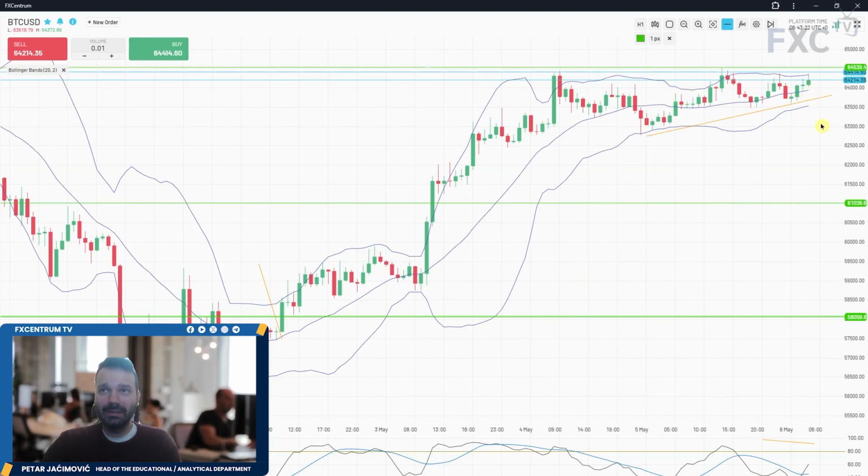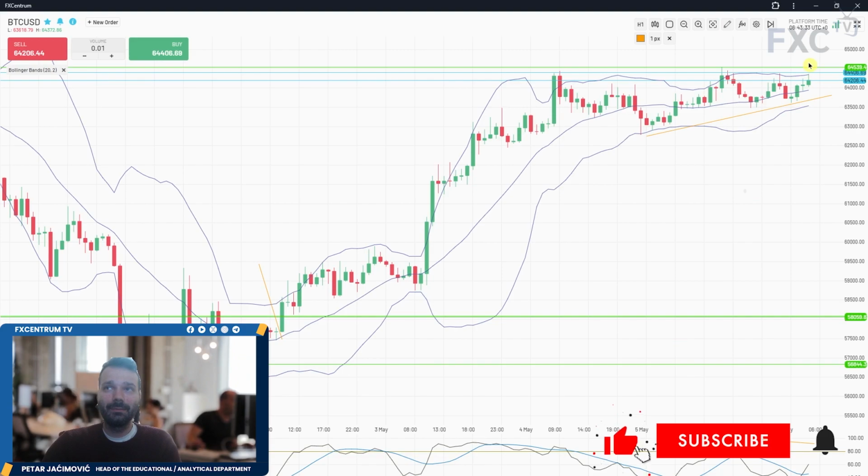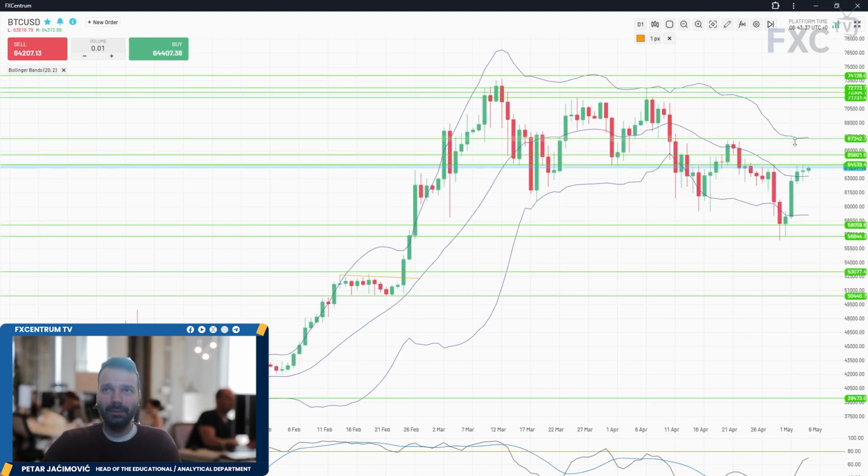If we can break 63,000 and hold below, there will be potential for a drop, even towards the 60,000 mark or 58,000 mark. An upside breakout to 64,500, and maybe we can revisit the 67,000 mark, which is the upper Bollinger Band and the previous swing high. But so far, slight consolidation around the middle Bollinger Band.